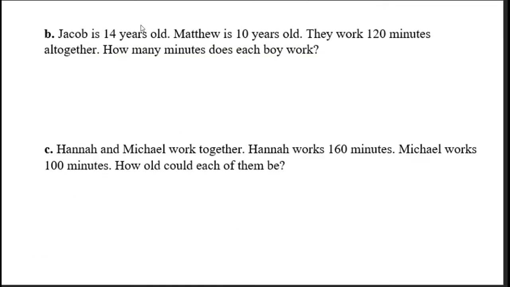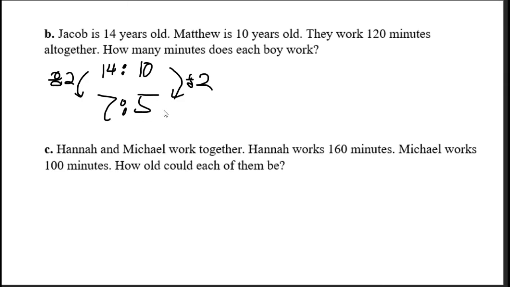If you take a look at the second question over here, Jacob is 14, Matthew is 10. 14 years old and 10 years old. Once again, they're working as a ratio of their ages, so this means for every 14 minutes that Jacob gets to work, Matthew gets to work 10. Let's try to simplify this. Take a second. What do you think is the greatest common factor? In this case, the greatest common factor is equal to 2. So we can also say for every 7 minutes that Jacob gets to work, Matthew gets to work 5 minutes. Now the tricky thing over here is that they work 120 minutes together.